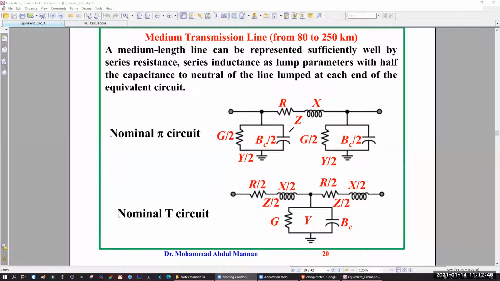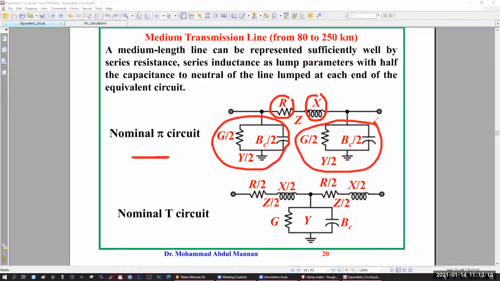What you have to see is how the components are divided into pi model and T model. See, in your transmission line, you have one R and you have one X. In your pi model, they are used in one place only, that is at the middle. So the whole of them will be there, R and X. But this part is twice. This thing you have to write twice, right? So that's why you have to divide them. So you have to divide the whole G and whole B by 2.